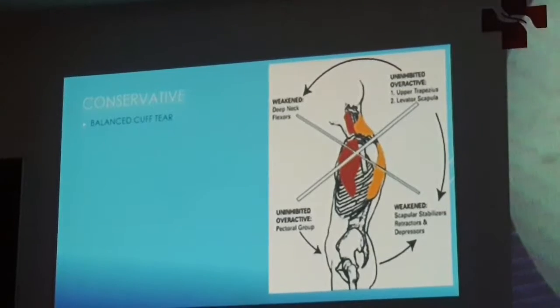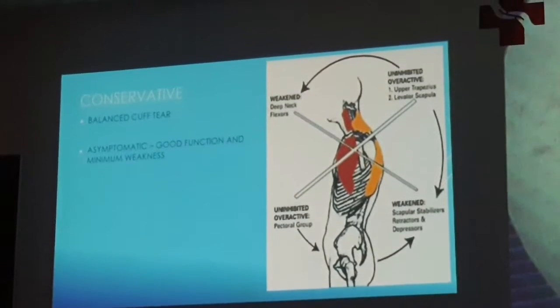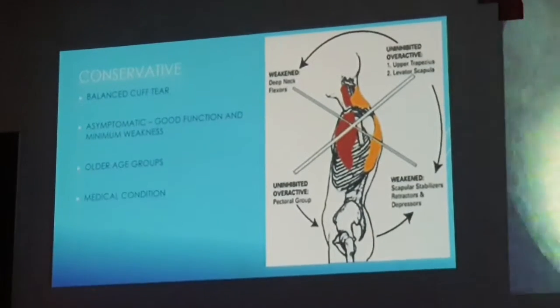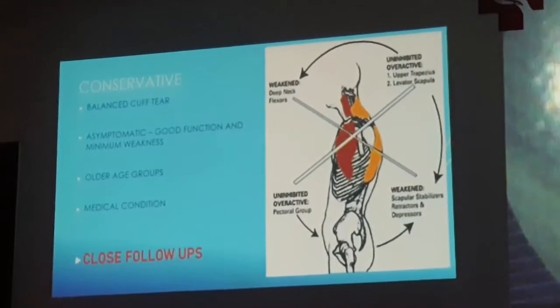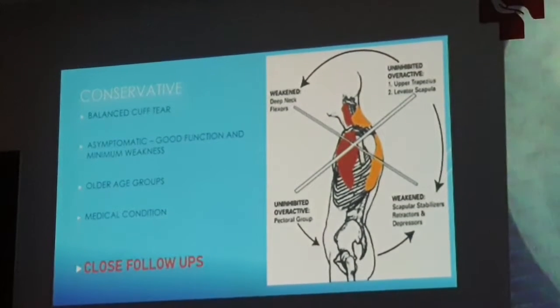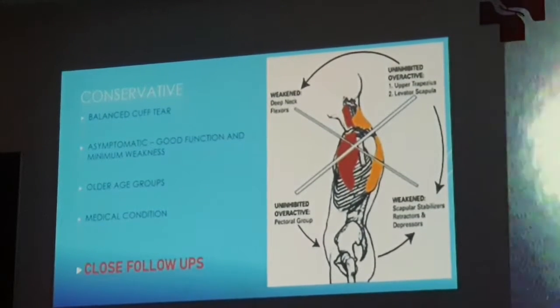Conservative treatment is well suited for balanced cuff tears, patients who are asymptomatic with good function and minimal weakness, older age group, and associated medical conditions. What is important is you need to keep a close follow-up of these patients at 3 or 6 months, and in case they become symptomatic, you can treat them accordingly.